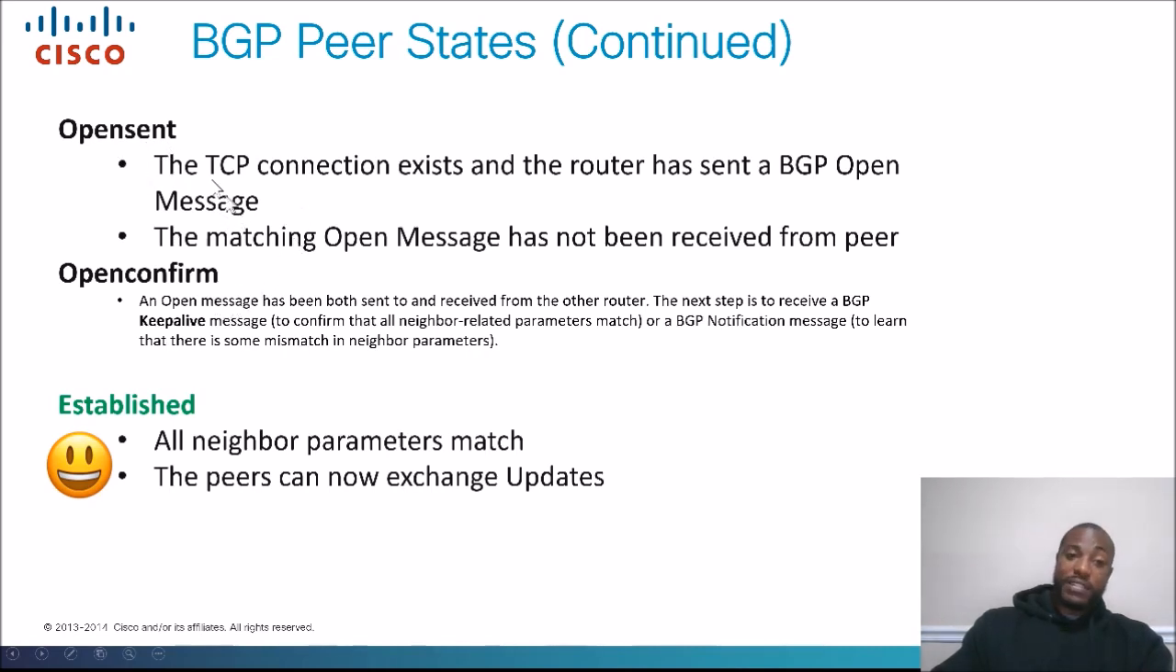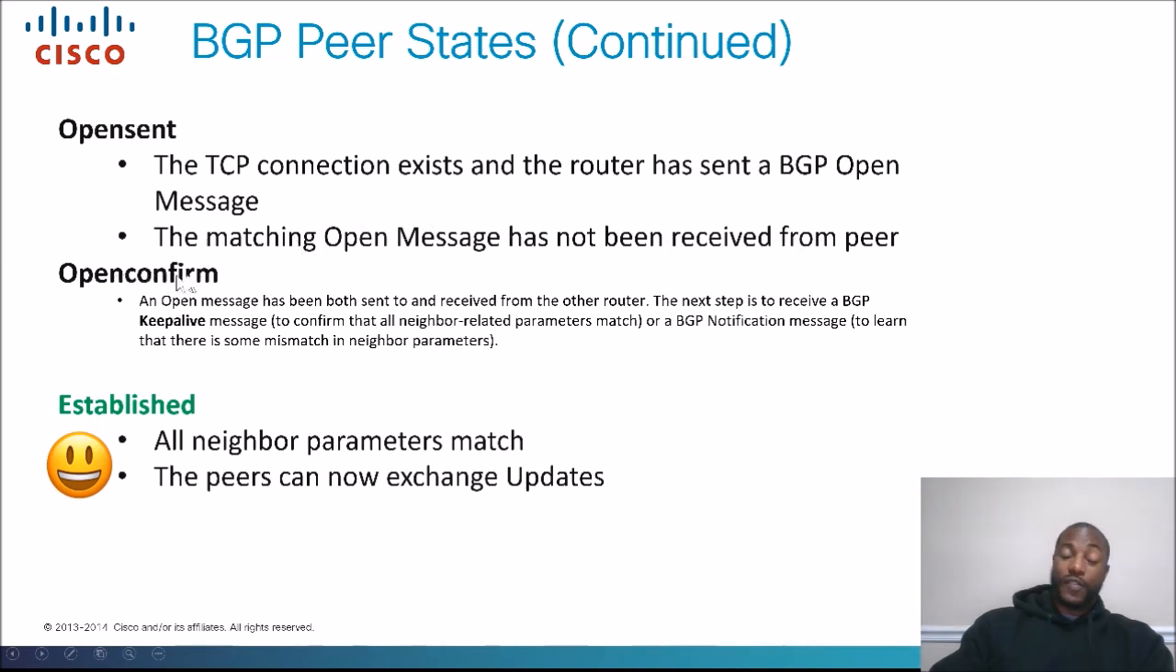Once the open has been sent, the TCP three-way handshake has been established if we see this, and the router has sent a BGP open message. Once we know that we've sent, then we know our router is good. We don't know what's going on at the other end, so the matching open message has not been received from the peer.